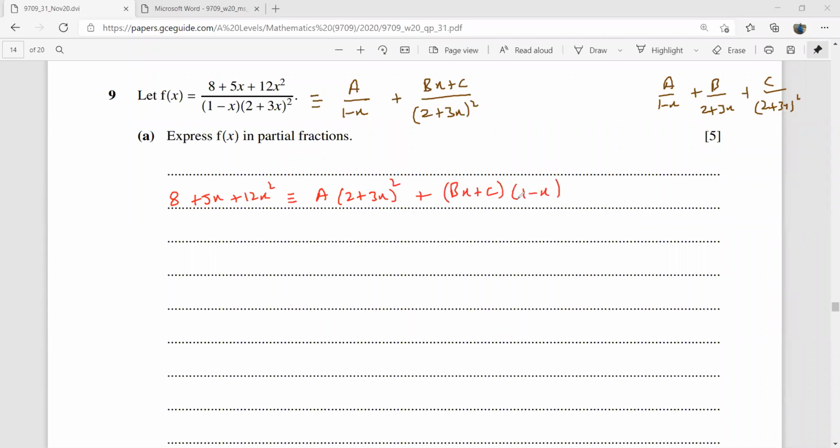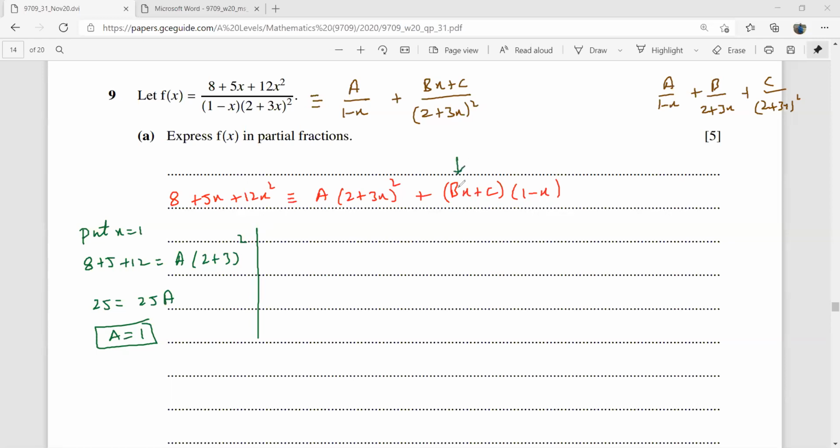Now we have to get the values of a, b, and c. I'll be putting x equal to 1. This will eliminate all of this, and I'll be able to get the value of a. So when I put x equal to 1, I have 8 plus 5 plus 12, and that is a into (2 plus 3) whole squared. So we have 25 equal to 25a, and a is equal to 1. That is how you get the value of a.